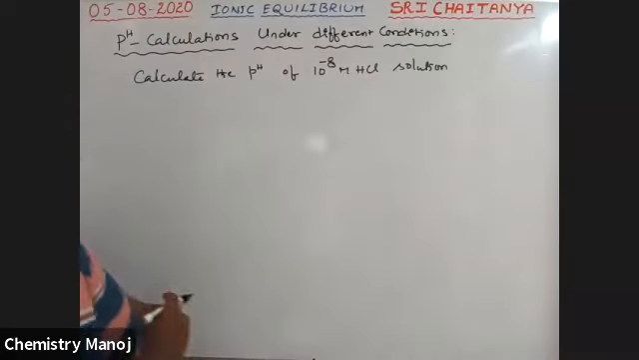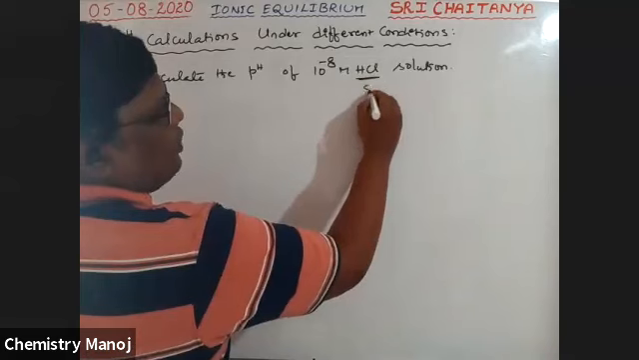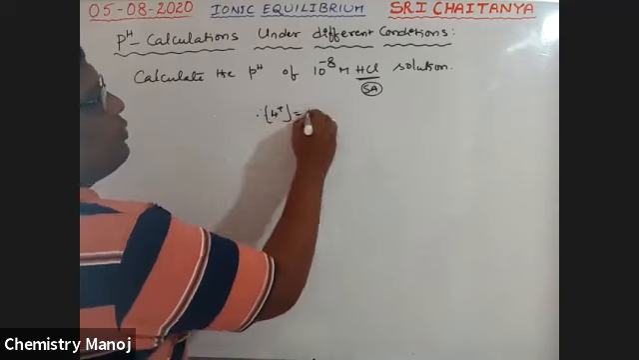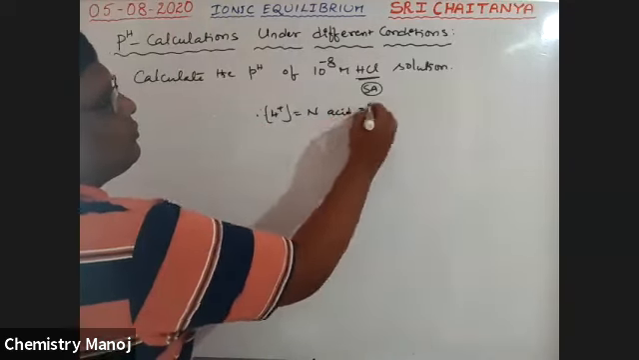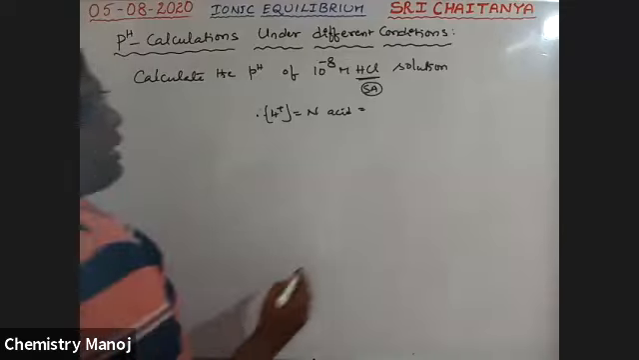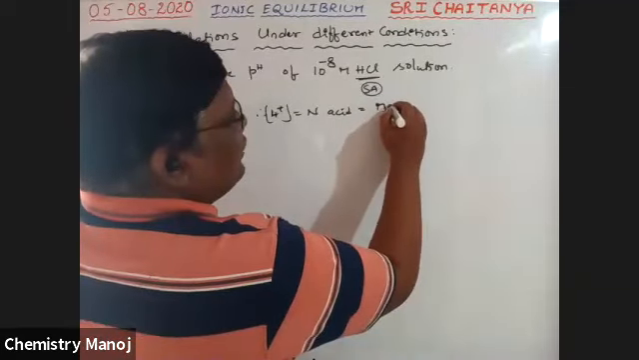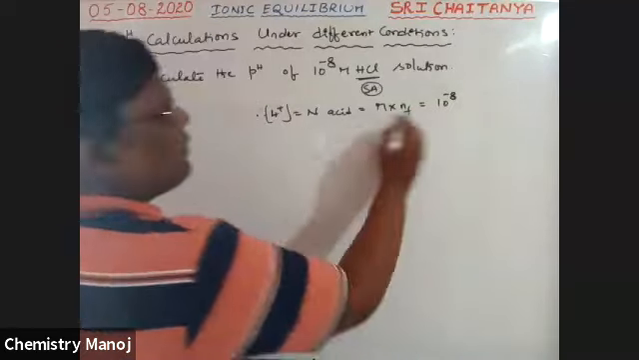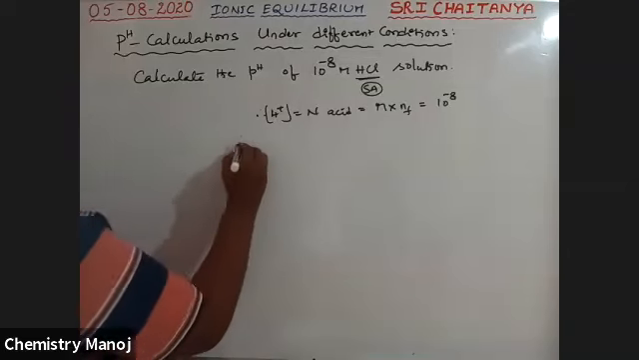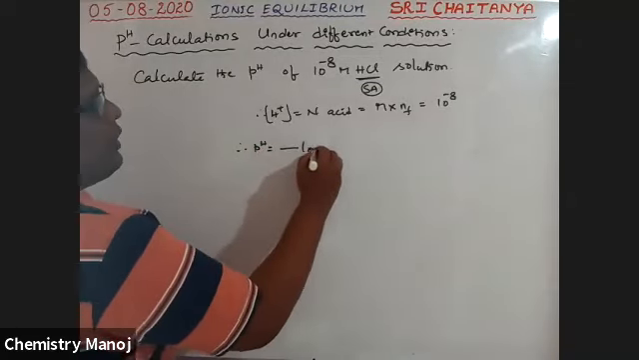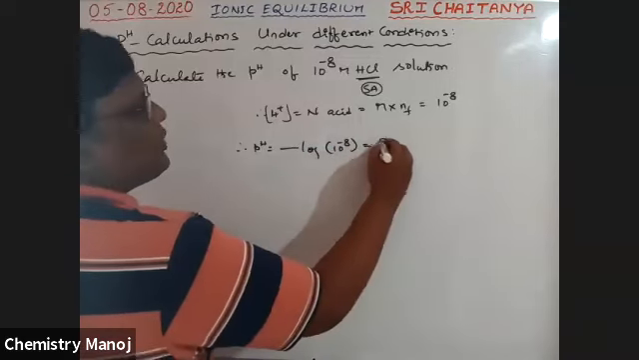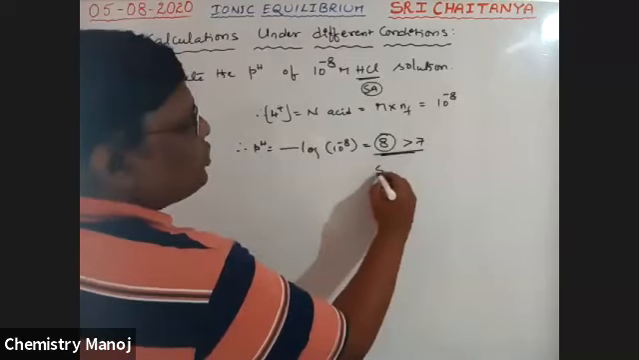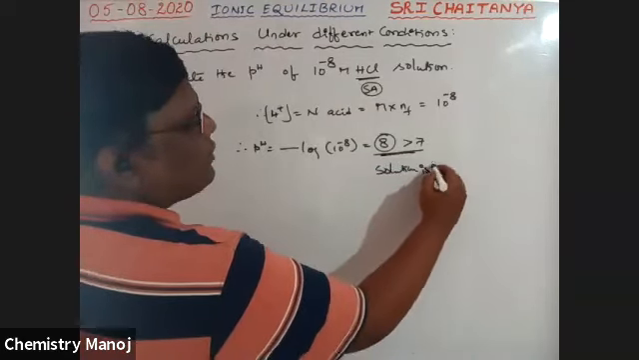Okay, so how, sir? Because HCl is a strong acid, therefore H plus ion concentration is equal to the normality of the acid. Normality of acid means molarity into n factor, that is equal to 10 power minus 8 N. So this is the H plus ion concentration. Therefore pH is equal to minus log 10 power minus 8, which is equal to 8. So pH is equal to 8, it is greater than 7, which means the solution is basic.